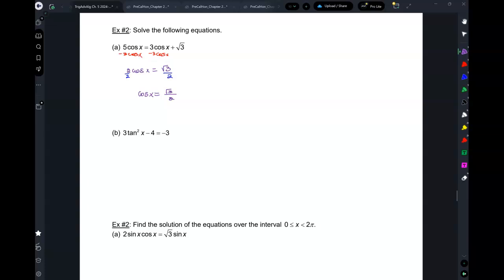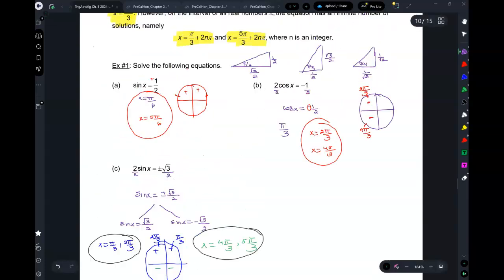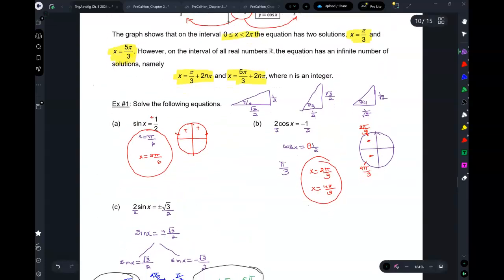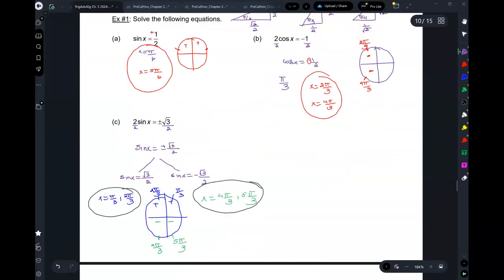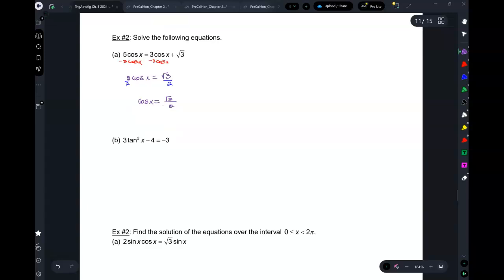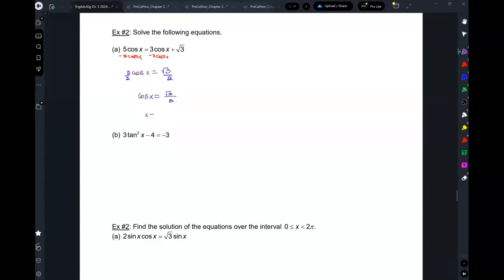Okay, the line of reasoning is this. First you think cosine is the horizontal one. Then we're going to go to our triangles and figure out which one of these is going to give me the cosine to be equal to root 3 over 2. Which one? Pi over 6 it is. So x equals pi over 6.